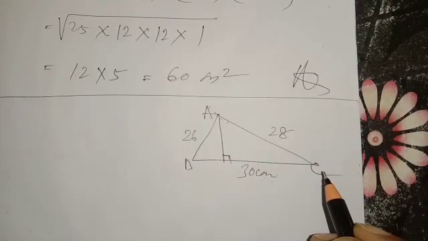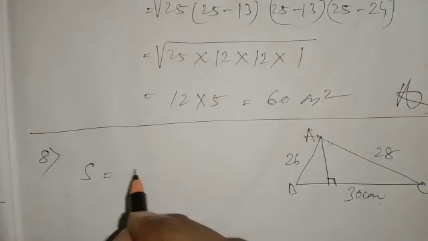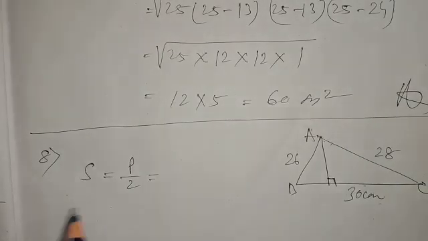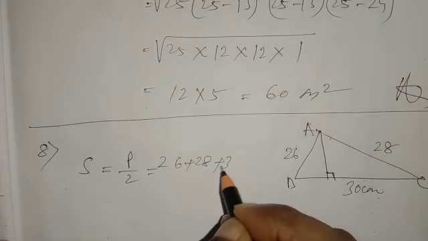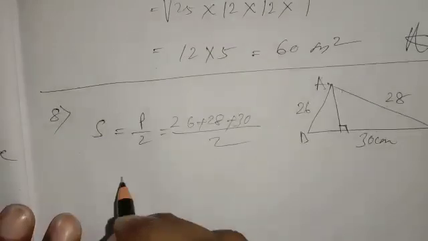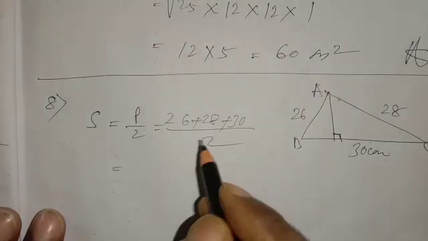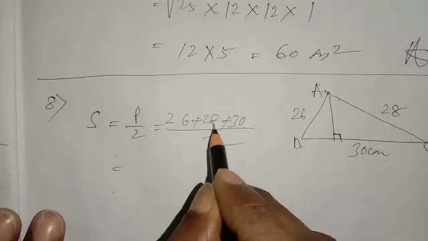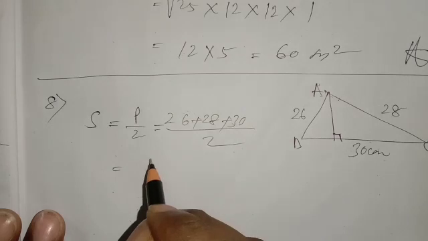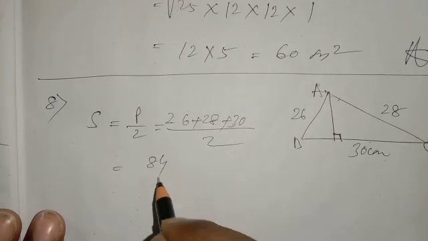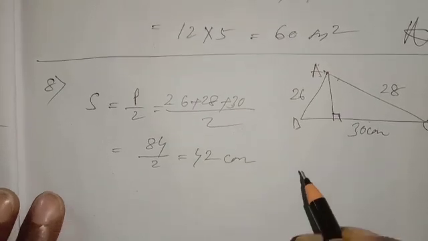This is the figure. So first of all you find S. S means semi perimeter, perimeter by 2. Perimeter is the sum of three sides, 26 plus 28 plus 30 divided by 2. How much is it coming? 26 plus 28 comes to 54. 54 plus 30 is 84, by 2 comes to 42. 42 centimeter is the semi perimeter.